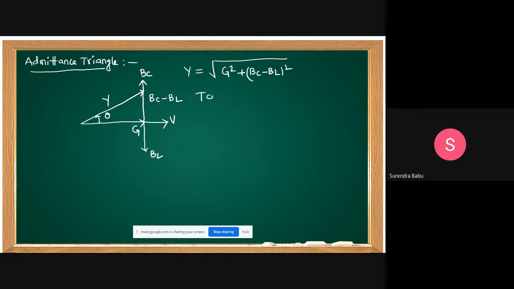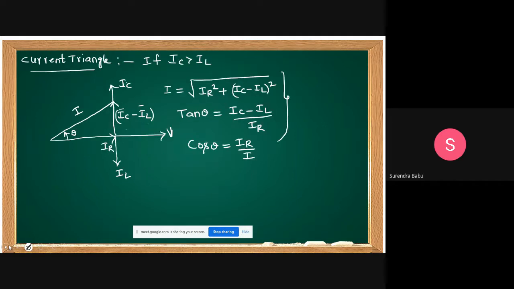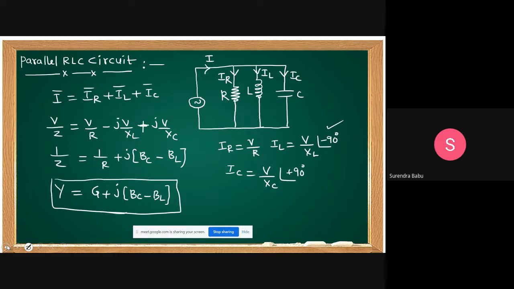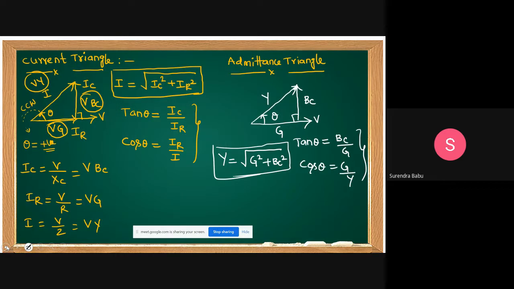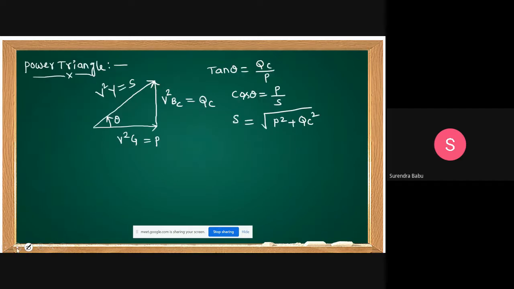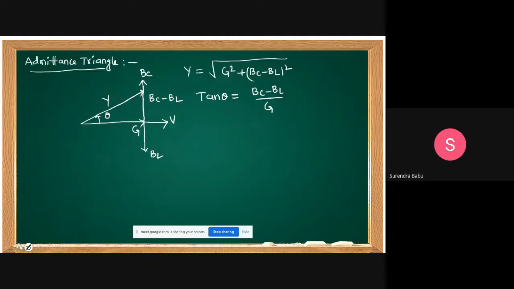What is the tan theta? BC minus BL by G. Is it correct? Yes, BC minus BL by G. What is the cos theta? Cos theta is G by Y.